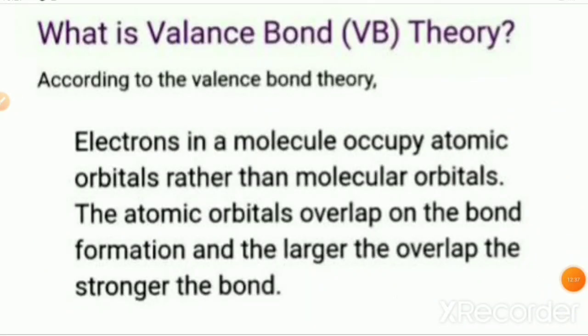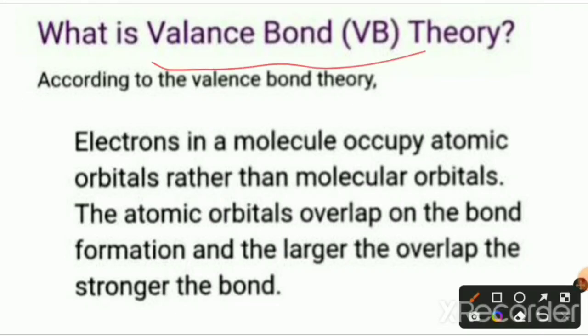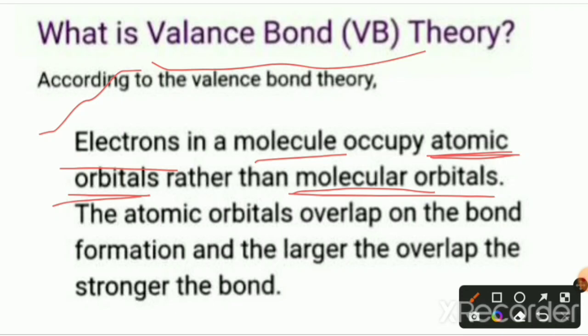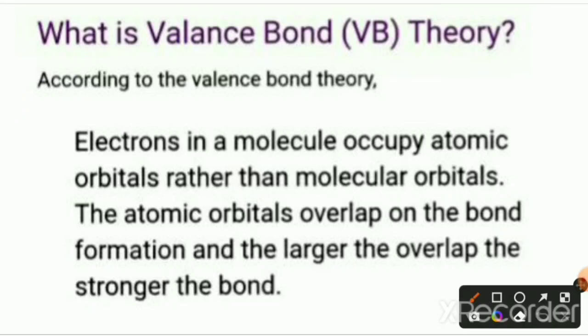So let us summarize all these concepts. First is valence bond theory. According to this theory, the electrons in a molecule occupy only atomic orbitals. It means we have to focus more on atomic orbitals rather than molecular orbitals. If I talk about MOT, molecular orbital theory, which we talked about earlier, that is different, but here we talk only about valence bond theory, which focuses only on atomic orbitals, and these atomic orbitals overlap in bond formation.